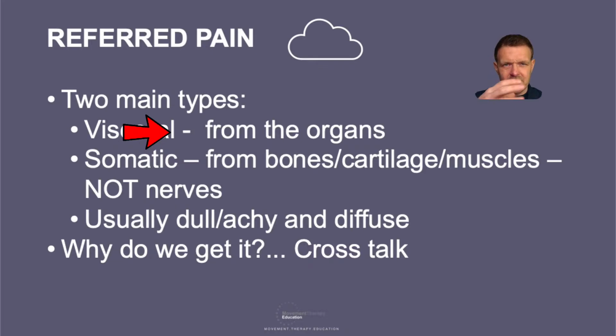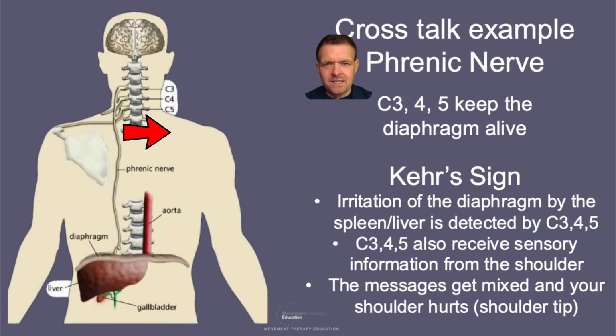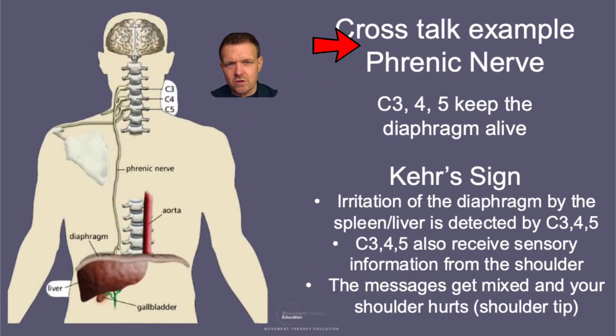So the body, in its wisdom, is kind of making up where it could be coming from. This is an example of that. It's called crosstalk, and the crosstalk is happening at the level where the information is being received by the nerve roots. Okay, so this is a classic one.